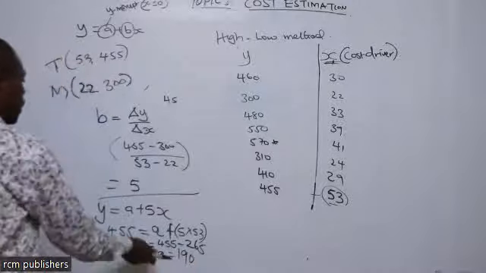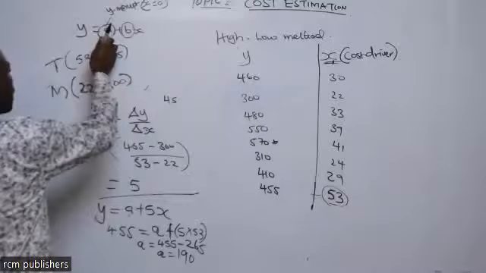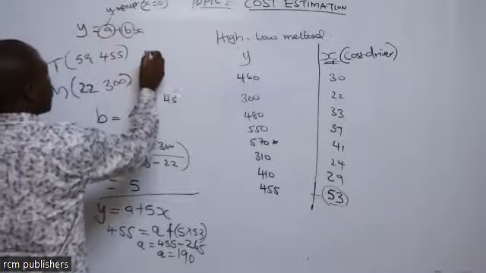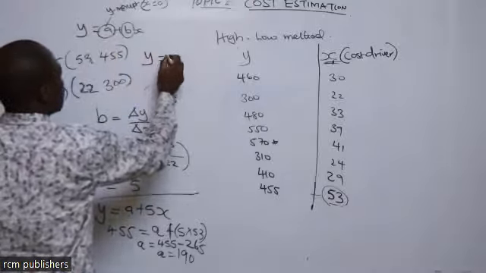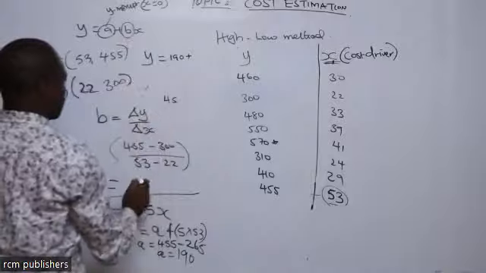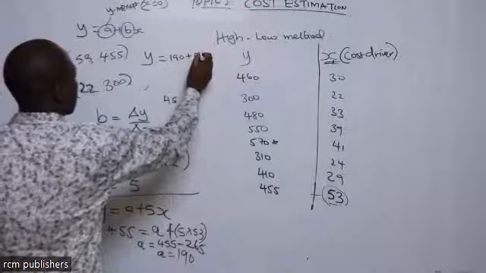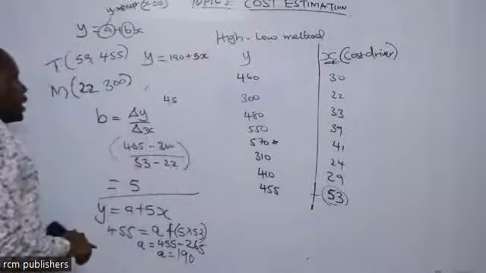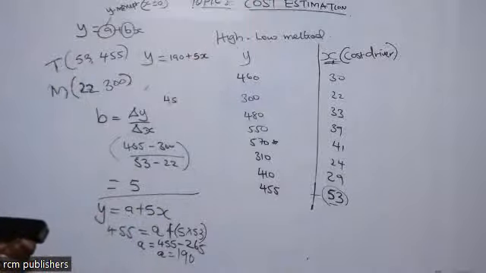So once we have A and B, that is the only thing we were lacking in this function. So our Y is equal to A, which is 190, plus bx. B is 5, x. That is what we were required to calculate.